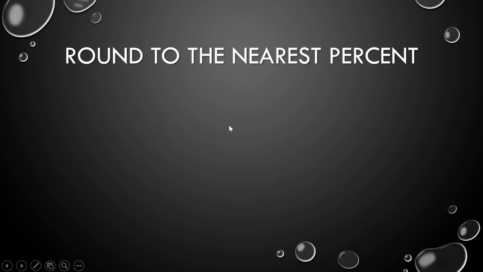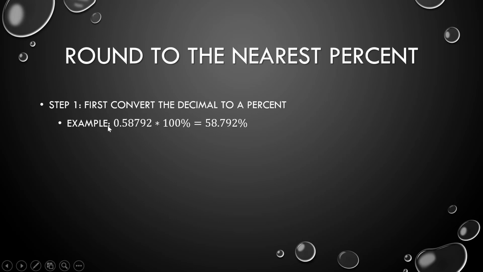So another thing that you might see in a homework problem or on a test is asking you to round to the nearest percent. So the first thing you need to do if you have a decimal is convert that decimal to a percent. So for example, let's say you get an answer such as 0.58792. So we first need to rewrite that as a percent, which we do by multiplying by 100%. So that gives us the number 58.792. So now we can round to the nearest percent.